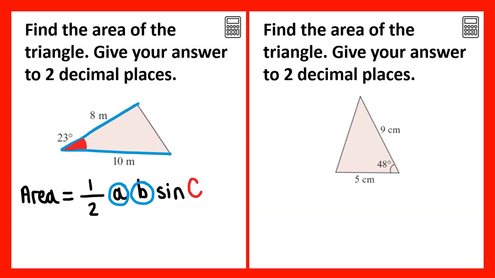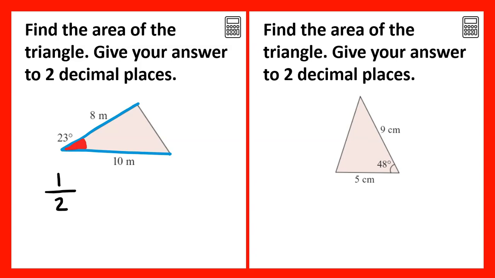It's particularly useful if you have a question where the base and a perpendicular height are not known and you're not able to use the conventional half base times the height. The formula is derived from this general formula for the area of a triangle, instead using trigonometry to replace the height with sine of the angle.